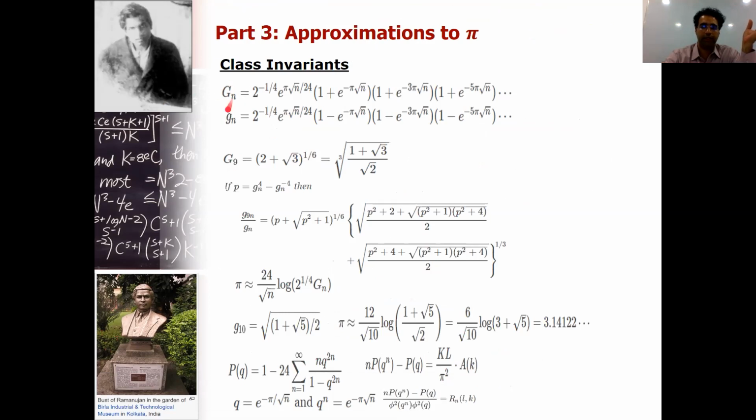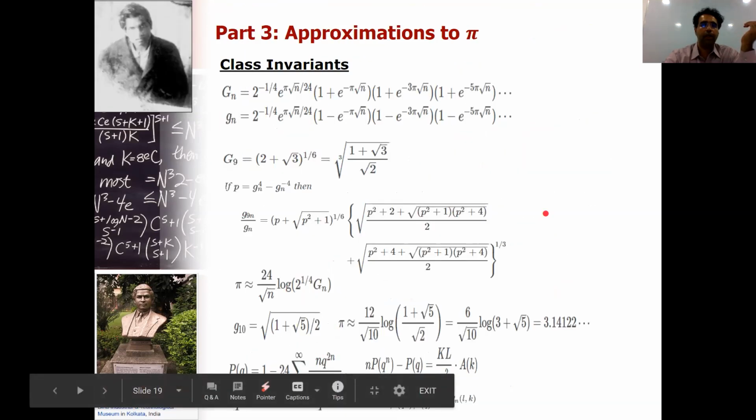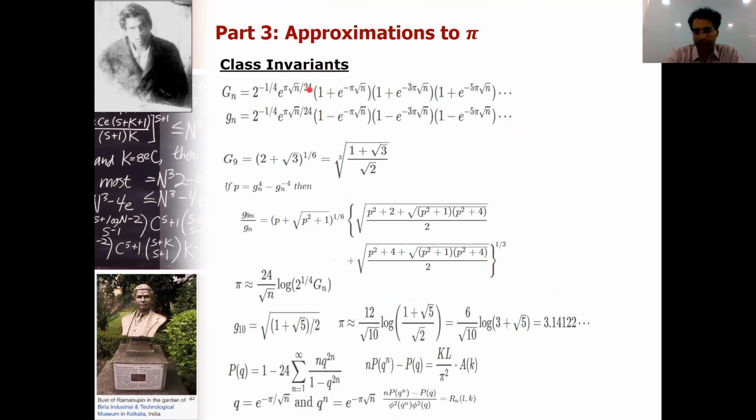So those are called class invariants, and he called these two class invariants capital G and small g. By plugging in the specific values mentioned here, which we saw earlier, the specific complex numbers, we are able to find the class invariants. Now, what's interesting here is that once you have this n, you can plug in different values of n and find some interesting relations to pi. So, for example, you put n equal to 9, and then you end up with something like this.